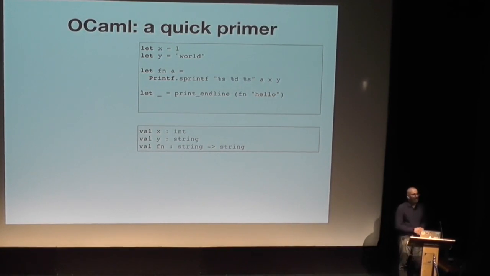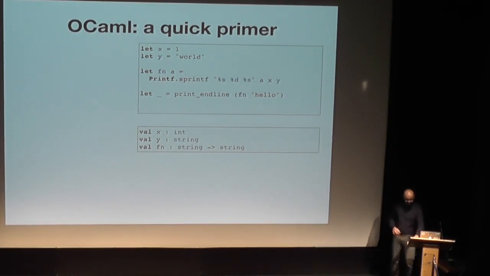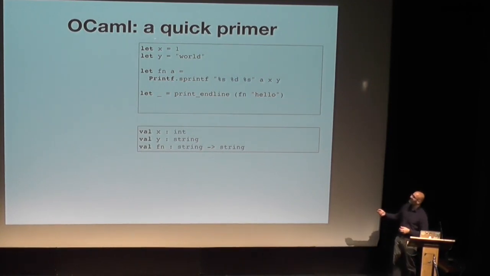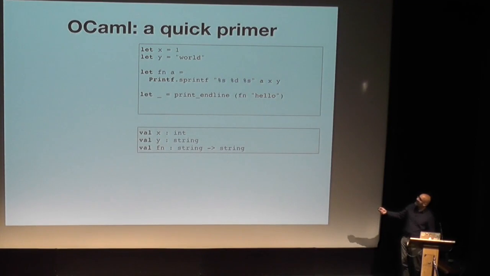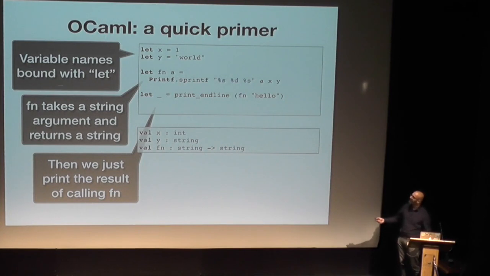OCaml. Has everyone seen OCaml before? I assume you've not been taught OCaml, but you've been taught Haskell or Idris or similar languages. Is that, yeah, I see a few nods. So in OCaml, we have a few little quirky bits of syntax. One of them is that you have this let syntax. So I can say let x equals 1 and let y equals a string called world. Then I can define a function here, and the function says, given an argument a, convert a decimal in a string, and return a string, and then print the result for hello. And what it has is these variable names, and you can define functions by these let bindings, and then you can print the result.